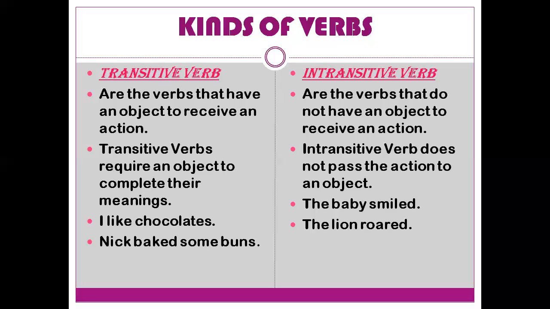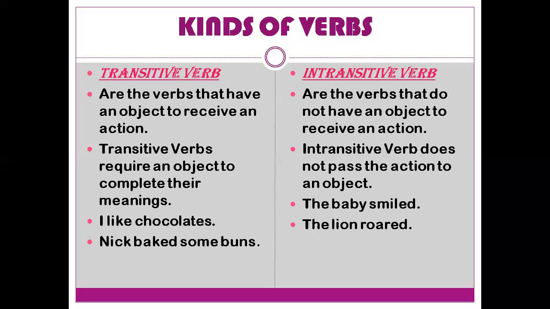For example, the baby smiled. Here, the verb smile is not passing to the object. In the same way, the lion roared. Here again, the roared action is not being passed. You don't have an object here.